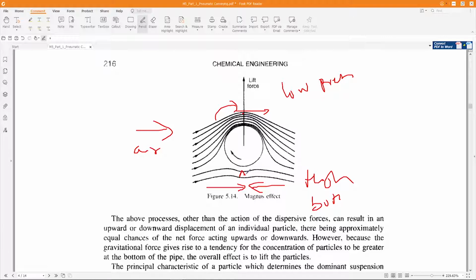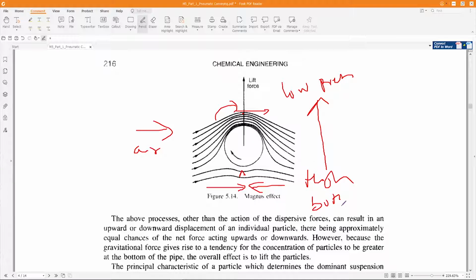While here, the particle is rotating in this direction, and air is coming in this direction. So relatively, the air will be there. It is not moving very fast. So there will be higher pressure at the bottom than above the particle, and air will move from high pressure to low pressure, creating a lift on the particle.